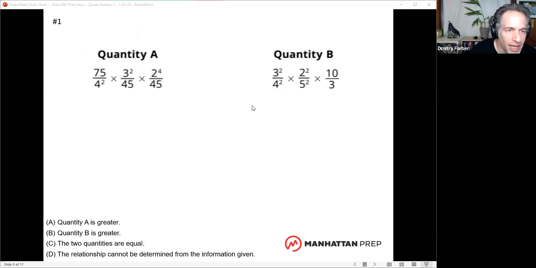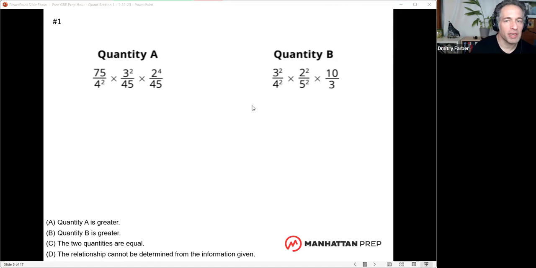Again, A meaning quantity A is always bigger, greater, right? Greater is not quite the same as bigger, right? Because a bigger negative number is still lesser, right? B says quantity B is always greater. C says that they're always equal. And D says that it can't be determined, that it depends on the numbers.